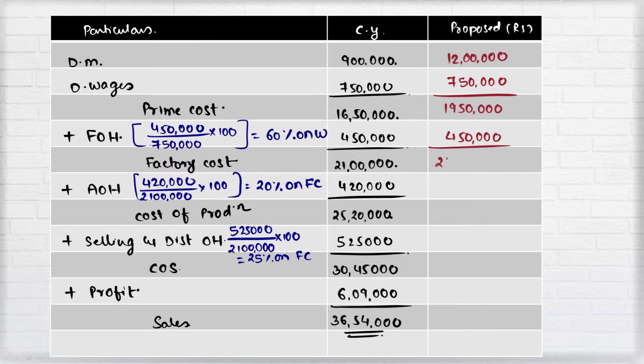What will be the factory cost? 24 lakhs. Administrative overhead will be 20% on factory cost. It will be 4 lakh 80,000, that is 24 lakhs multiplied by 20%. This is 28 lakh 80,000.